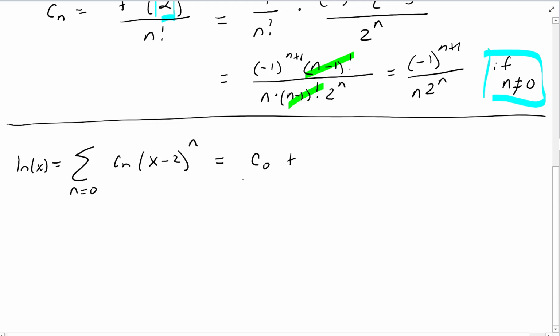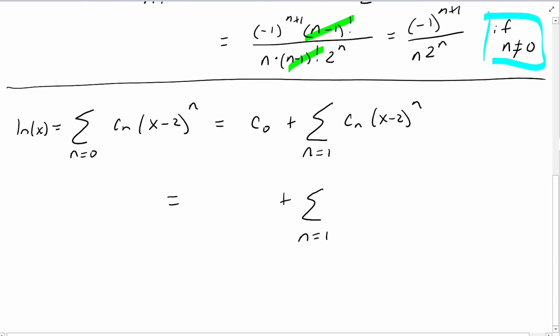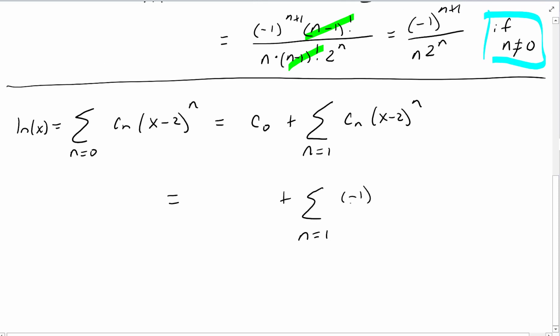When n equals 0, this is c sub 0. x minus 2 to the 0, that's a 1. And this summation now will start off at 1, c sub n, x minus 2 to the n. So I take off the first term. Now, what is c sub 0? I'll write out the rest of this real quickly, because the rest of it's easy to write out. We found our formula for c sub n. This is minus 1 to the n plus 1 over n 2 to the n, times x minus 2 to the n.